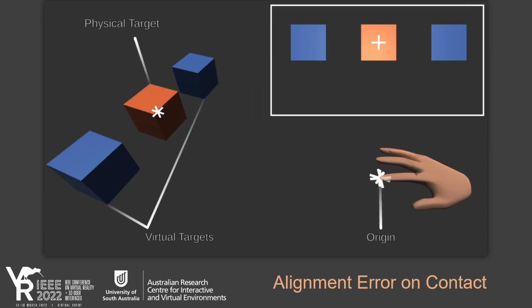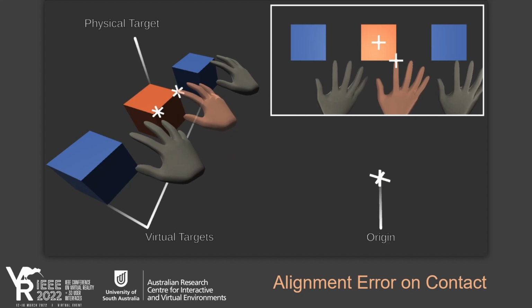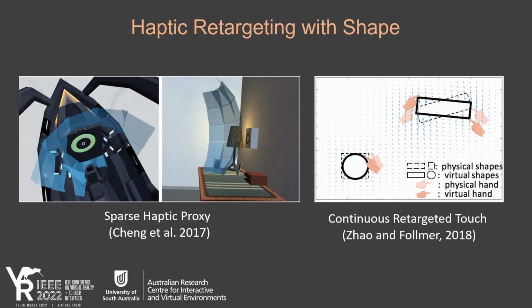In most haptic retargeting implementations, the target, origin, and in particular the user's hand have been represented by a single position in 3D space. For example, the center of a target or the tip of the index finger. As shown in the top right, if the interaction position on the hand and the target position are not perfectly aligned on contact with the physical proxy, a visible error can be seen. This has meant interactions are typically limited to only one finger to ensure accuracy.